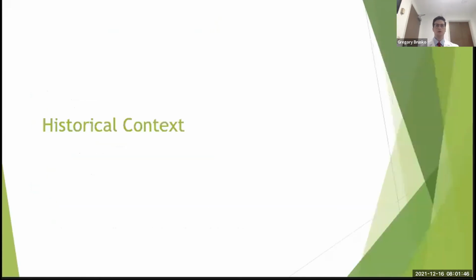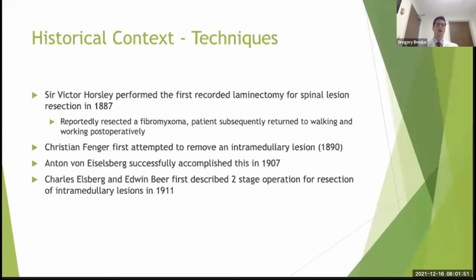So now moving on to some of the historical context and background of the last century or so. The first recorded laminectomy for spinal lesion was done in 1887 by Sir Victor Horsley. It was a case report of a 40-year-old man presenting with severe lower back pain, ultimately progressed to paraplegia, loss of sensation, and urinary retention over several months. It was reported that it was a fibromyxoma that was resected. Patient, however, subsequently returned to walking and working postoperatively, so it appeared that the surgery was successful.